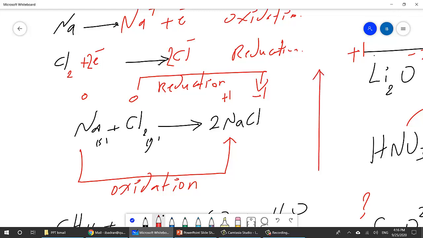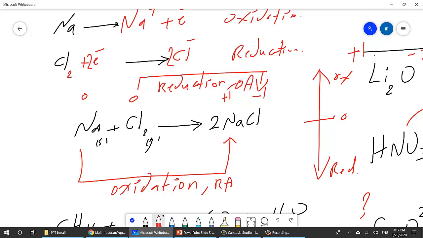So here we say, if you have an increase in the oxidation number, this is called oxidation, and if you have a reduction in the oxidation number, this is called reduction. Na is oxidizing in this equation, and therefore it's called the reducing agent. Chlorine is reducing, it's going from 0 to -1, so there is a reduction happening. This is called the oxidizing agent.